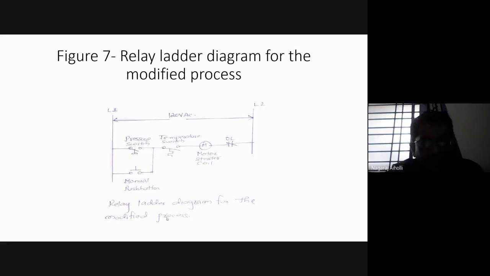Pressure switch and manual button are connected in parallel, correct? So when the pressure switch is closed, and when the temperature switch is closed, then the motor is energized. That is one point. Another point is when the manual push button is closed and when the temperature switch is closed.